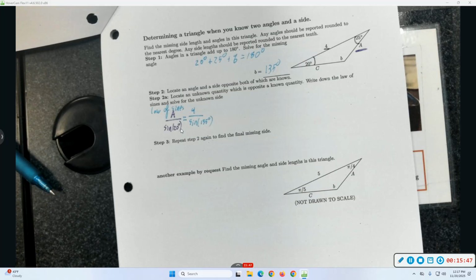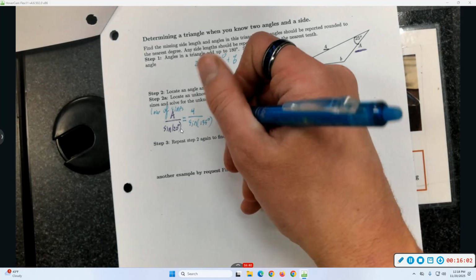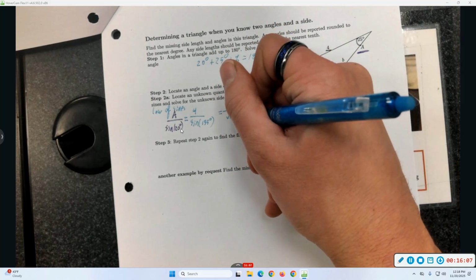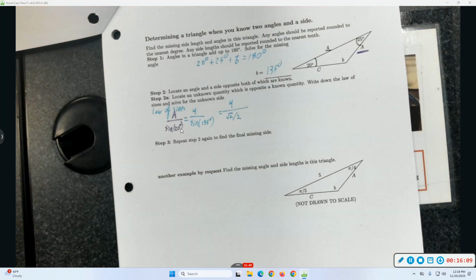Before we do that though, before you do algebra, let's try to simplify it. We know what sine of 135 degrees is. What is the sine of 135 degrees? It's root 2 over 2. Yeah. So this is equal to 4 over root 2 over 2. That's certainly simpler looking in that now there's not a sine on the right-hand side of the equal sign.